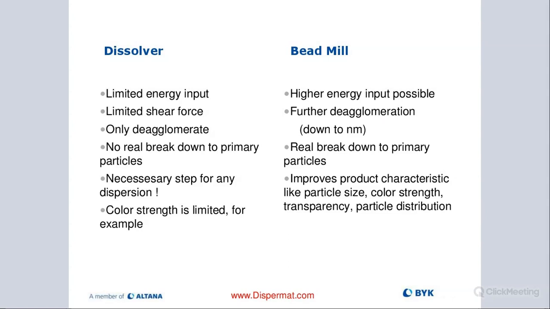The dissolver with the Cowles blade is critical. It's the first step, but it'll only be used to deagglomerate these larger agglomerate clusters. We can only put in a limited amount of energy because we don't have any beads and no milling disc, no primary particle breakup, but it is critical that it is done. And if we stop there, then we're going to have just a poor looking product. So milling is always critical.